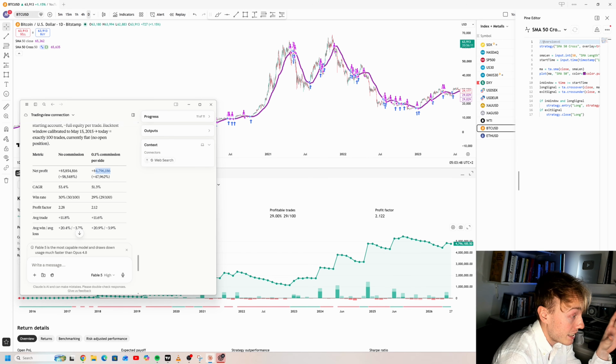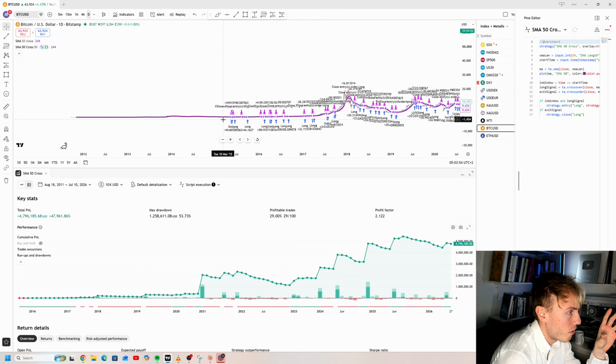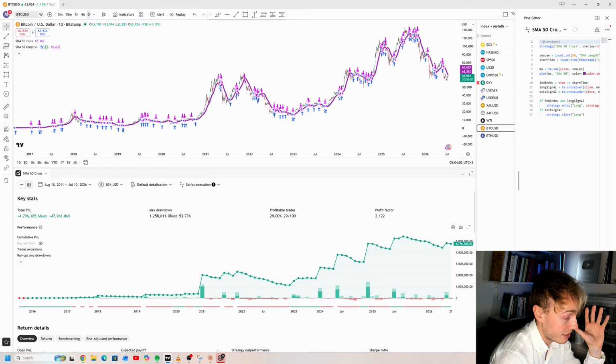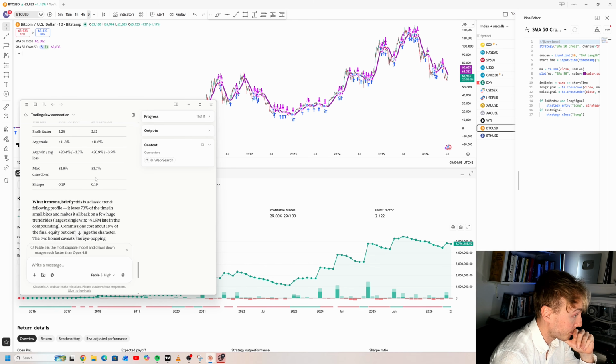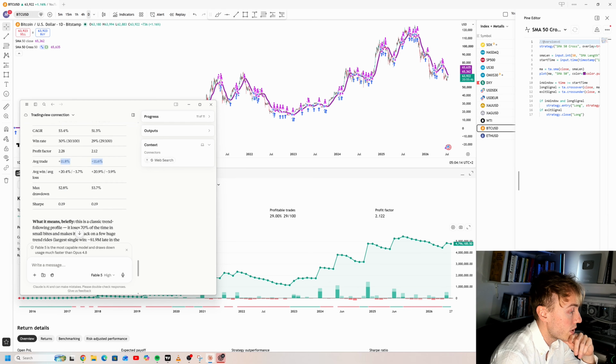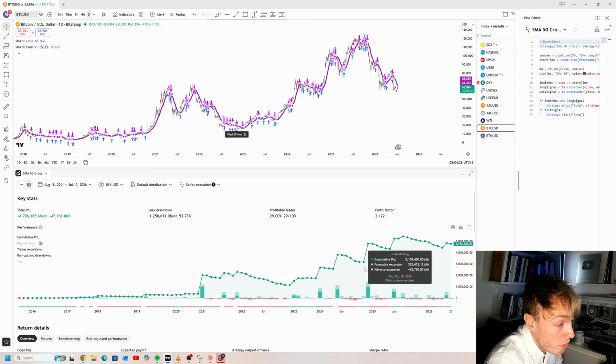So it's insanely profitable. But what we can notice here is that this trading strategy goes all the way back to May 2015. And remember that Bitcoin has gone up a lot since then. So I do want to ask a question later on. You can also see max drawdown at around 50%, and average percent per trade. And here it also explains the strategy. It says this is a classic trend following profile. It actually loses 70% of the time, but makes it all back and more on the few very profitable trades.